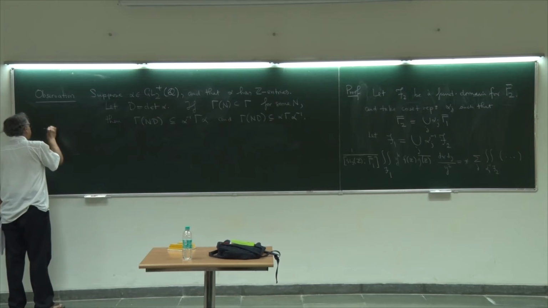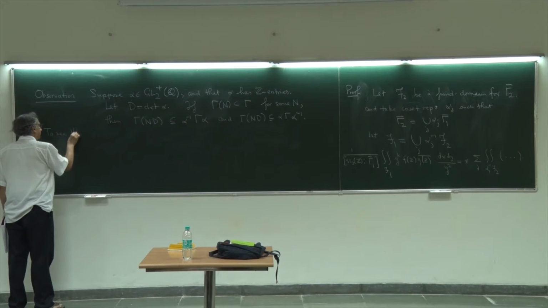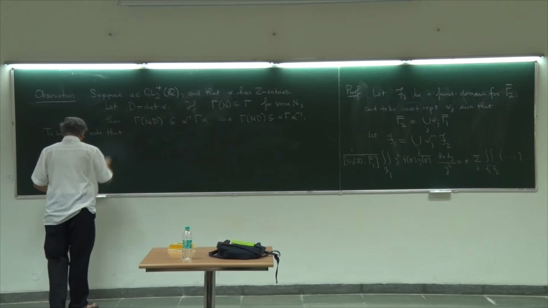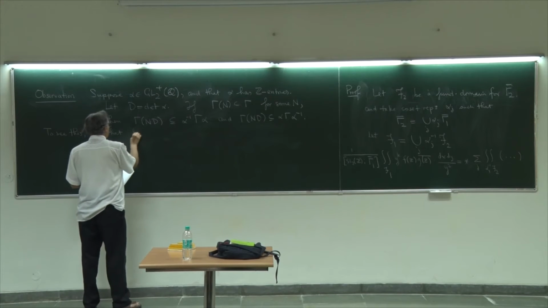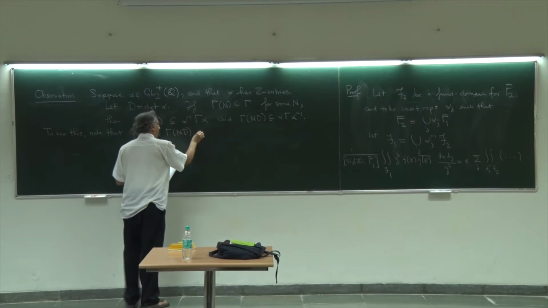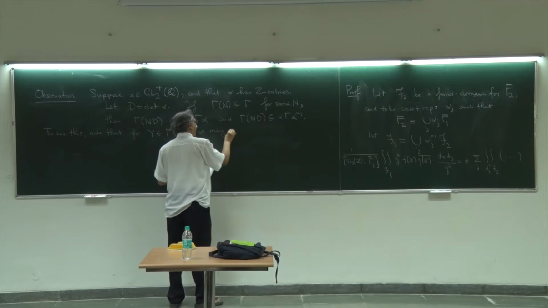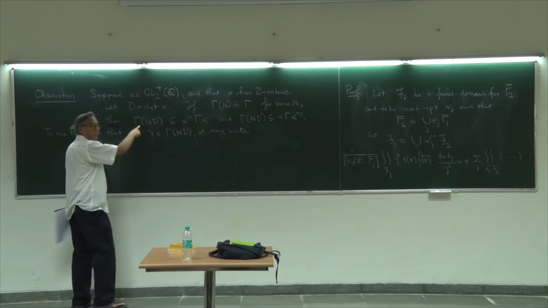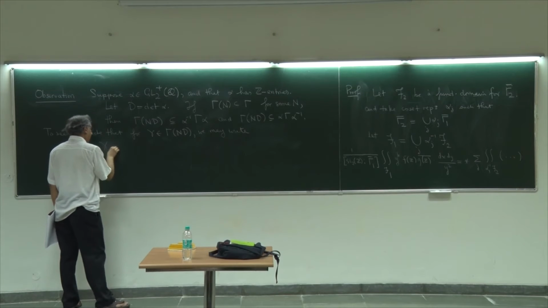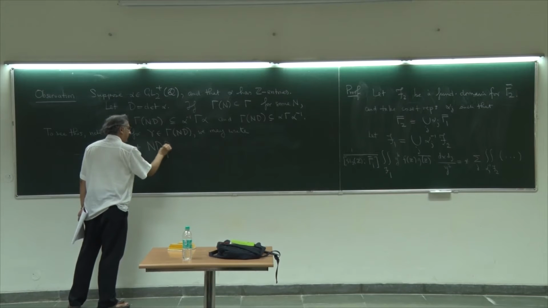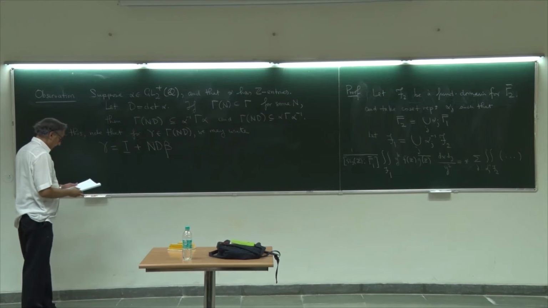To see this, note that for gamma in gamma of nd, we may write this element gamma. Remember, these are matrices which are congruent to the identity element modulo nd. Okay, so we may write gamma as the identity element plus nd times another matrix beta, say. Okay, so beta is a matrix.